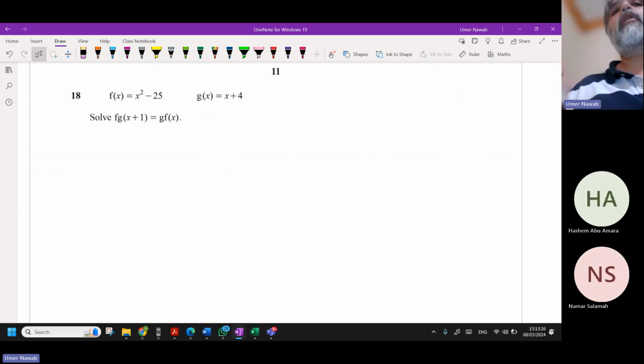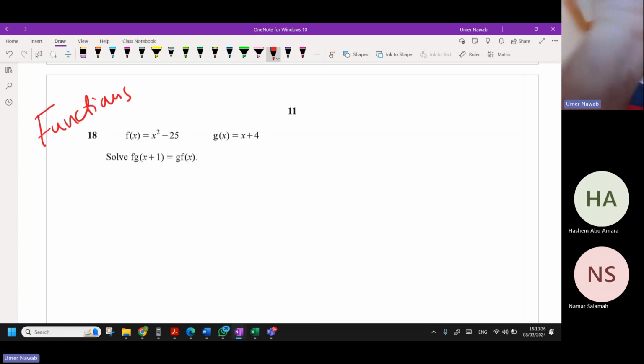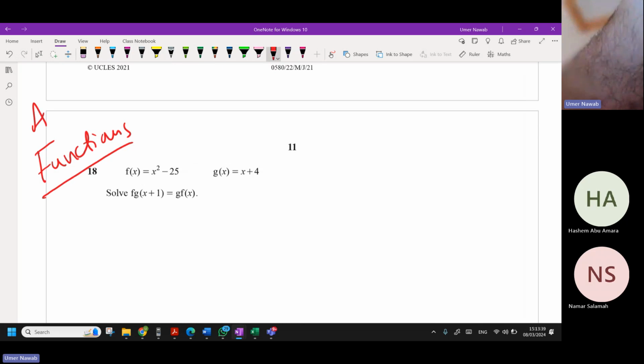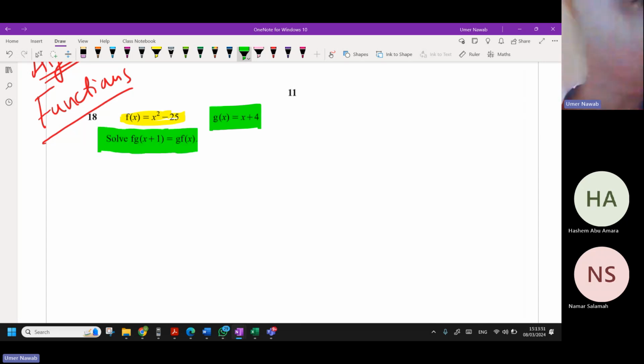Now grade 10 concepts, which Mr. Omar has taught you in grade 10, they started coming. So question number 18 is on functions. Everyone knows, and functions come under the umbrella of algebra and graphs. Okay, so function f is given by the examiner, and he has also given you the g(x) function. Now the examiner is asking you to solve. When the examiner uses the command word solve, it means I need to get the value of x. So I need to establish the equation. So the first job is to establish the equation.